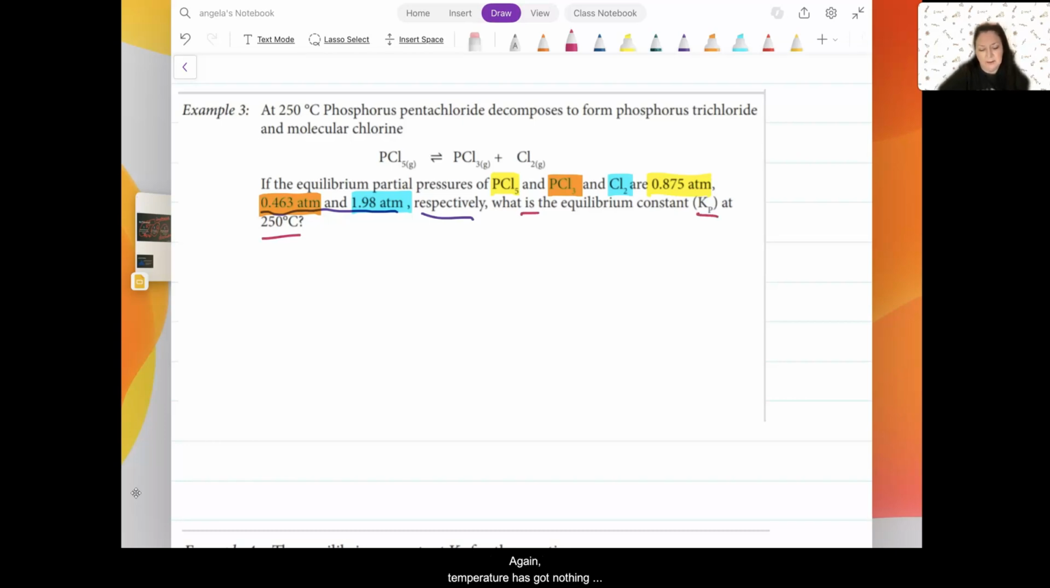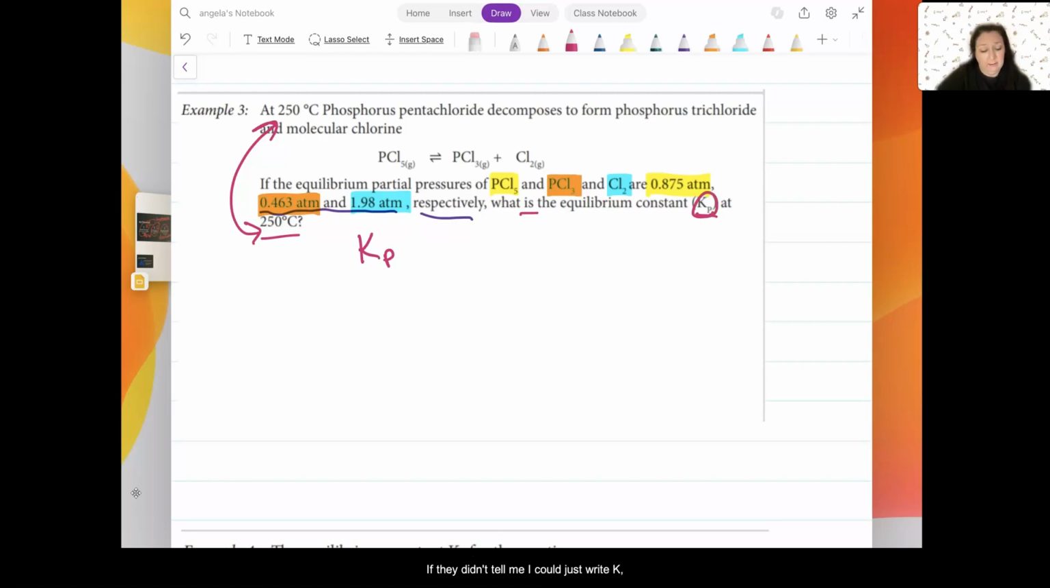Again, temperature has got nothing to do with the sig figs that we're dealing with. It's just telling me that these go together. All right, first things first, we got to write our expression. It's a Kp. They told us it's a Kp, so I'm writing Kp. If they didn't tell me, I could just write K, and it would be fine. All right, let's practice it. Open the parentheses. Big P. My first one is a PCl3. Close the parentheses. This equation's balanced.